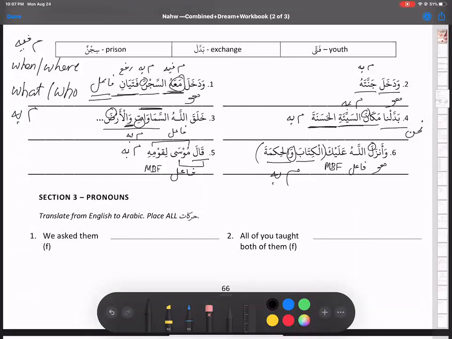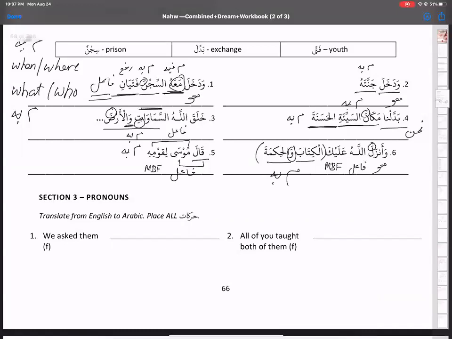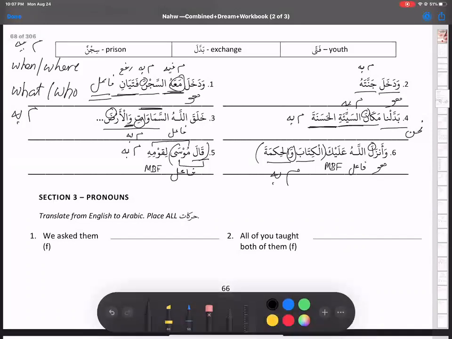Okay. But qala is not here. It's just maqul, right? Qala li qawmihi. There is no qawl. Can we also say that maf'ul qawl is not there, because the statement is not said over here, so we should not be saying them? So basically, this is our fail, and this is our MBF. That's it, because there is no such statement.